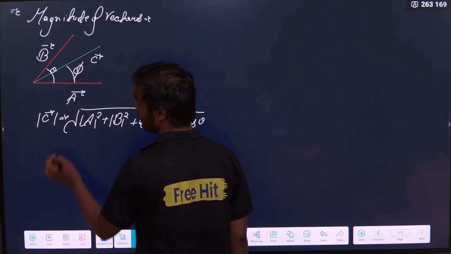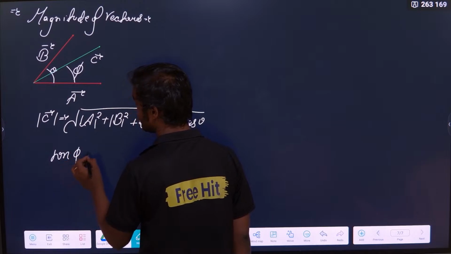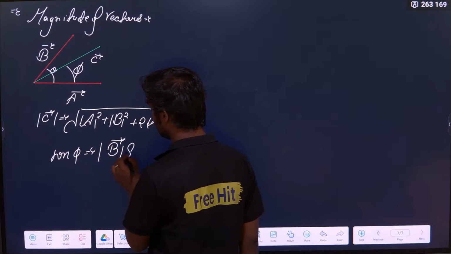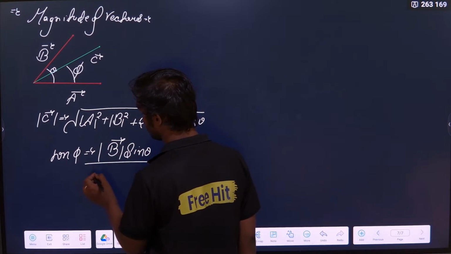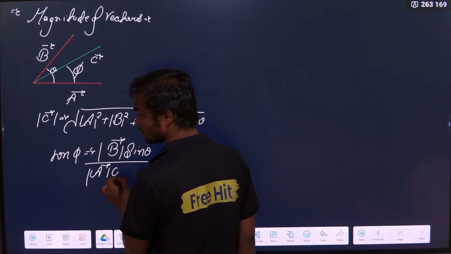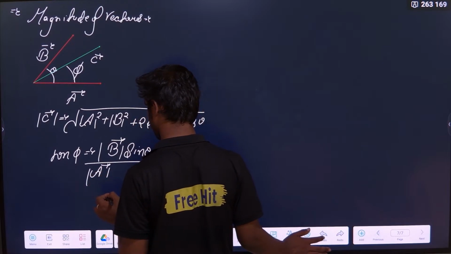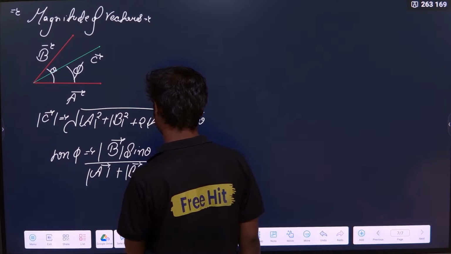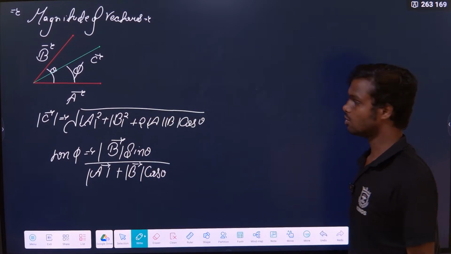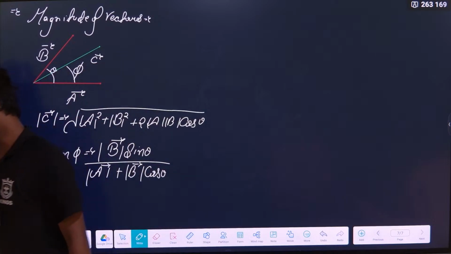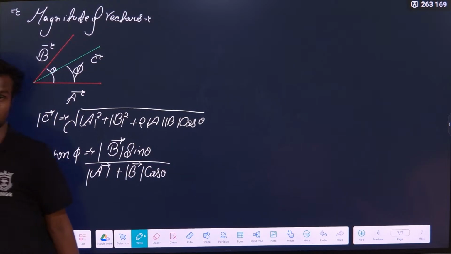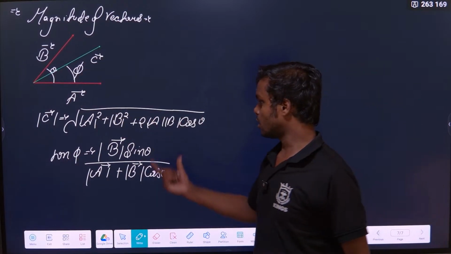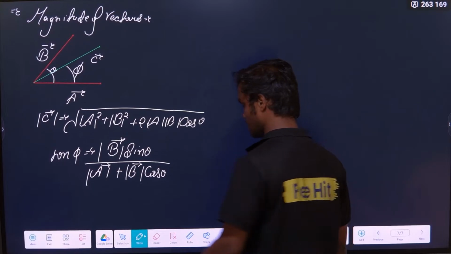Second thing, what is the angle phi? This angle phi is given as tan phi is equal to mod of B vector into sin theta divided by mod of A vector plus mod of B vector into cos theta. So that is tan phi. These are the two important concepts: how to find the magnitude of the resultant vector if you are given the vectors and the angle between them. Correct? That is the first thing.